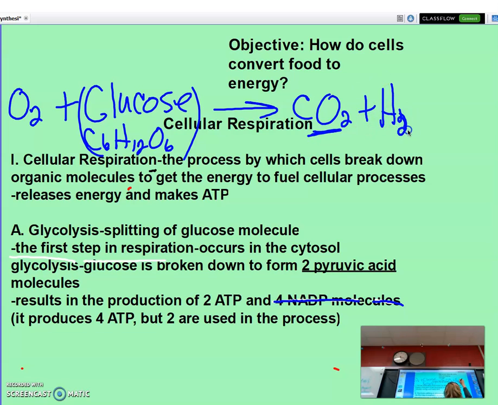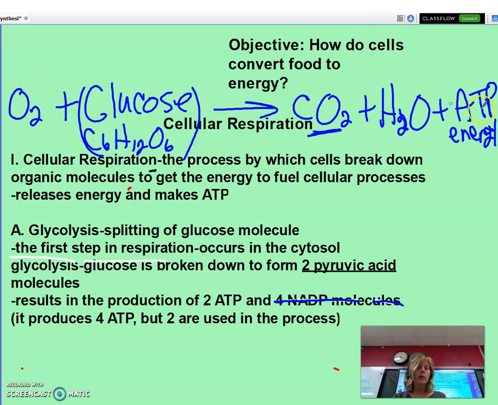We get some H2O, some water produced, and then energy in the form of ATP. Yay, ATP. As far as living things go, that's the energy molecule and it's super important. So this is that process, the formula for how we actually get that ATP. Really important. ATP stands for adenosine triphosphate. You should write this down. You should write all this down.